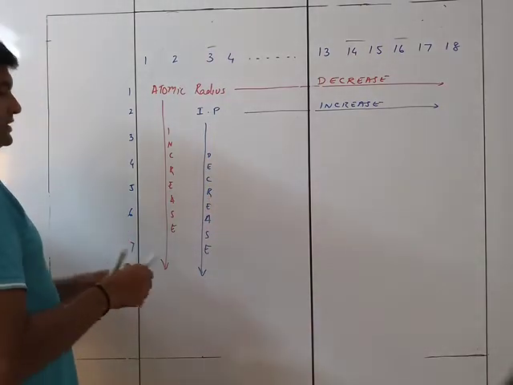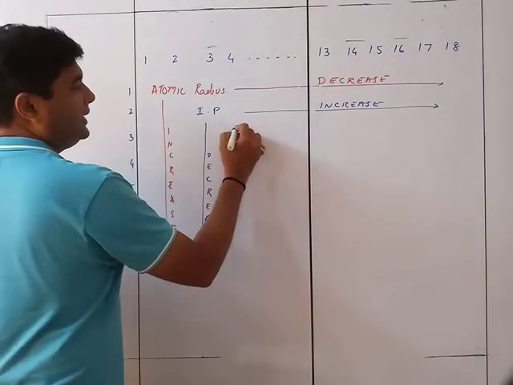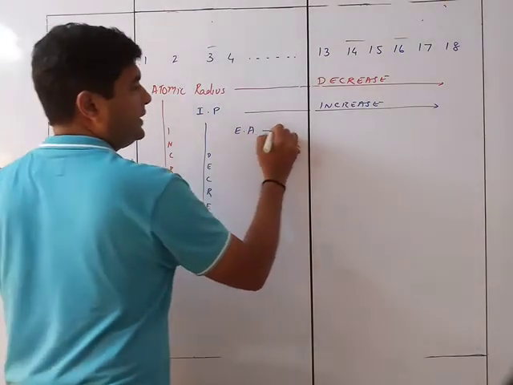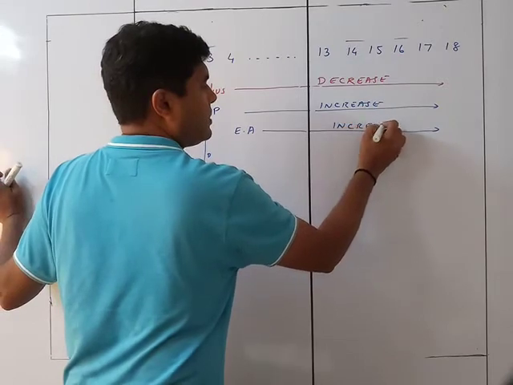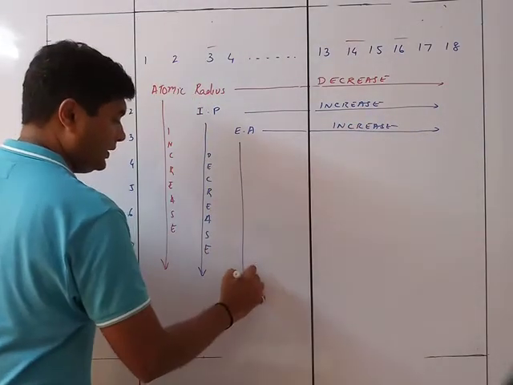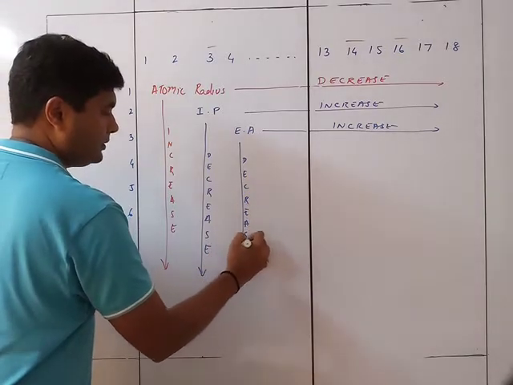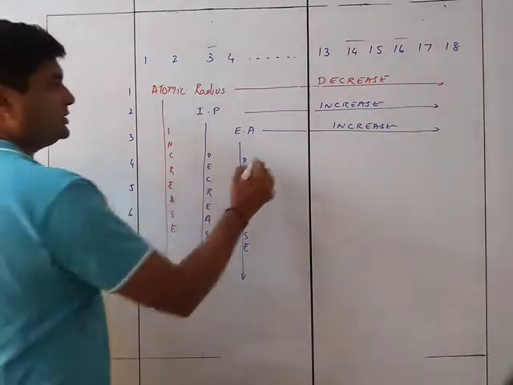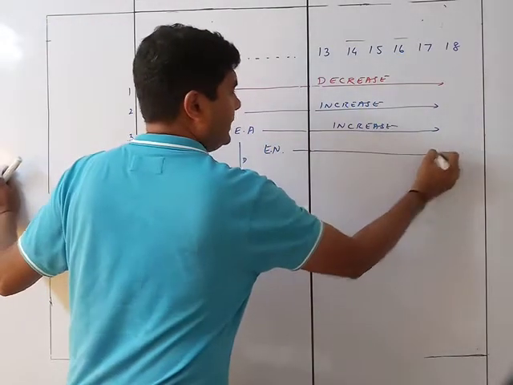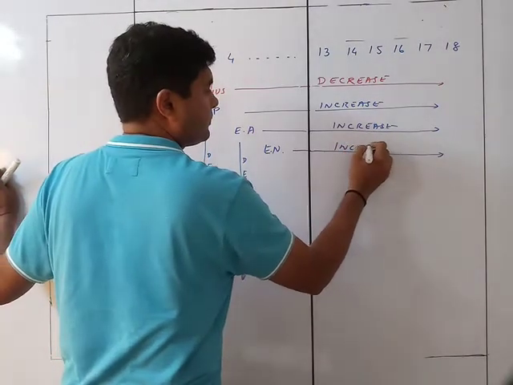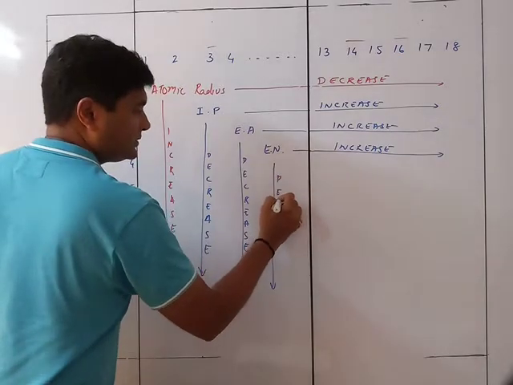The next one, I'll take all the ultra ones as blue, is electron affinity. The electron affinity, again as I go here, increases, and if I go down, it is going to decrease. Okay. The next one is electronegativity. Electronegativity, as I go this way, is going to increase. When I go down, it is going to decrease.